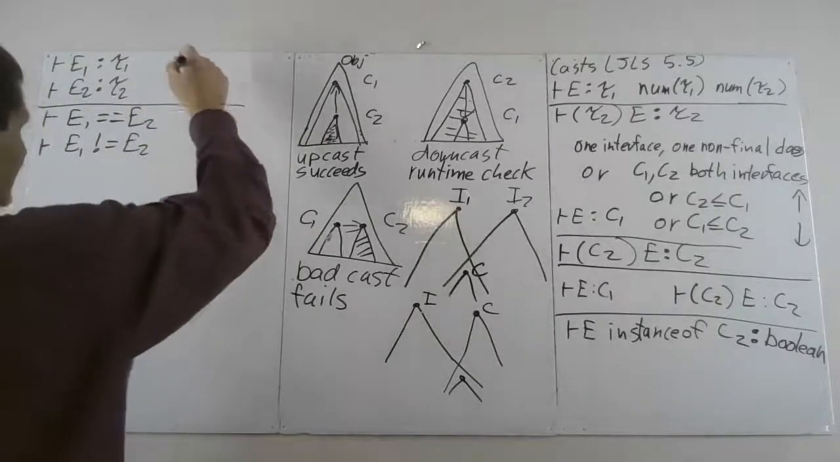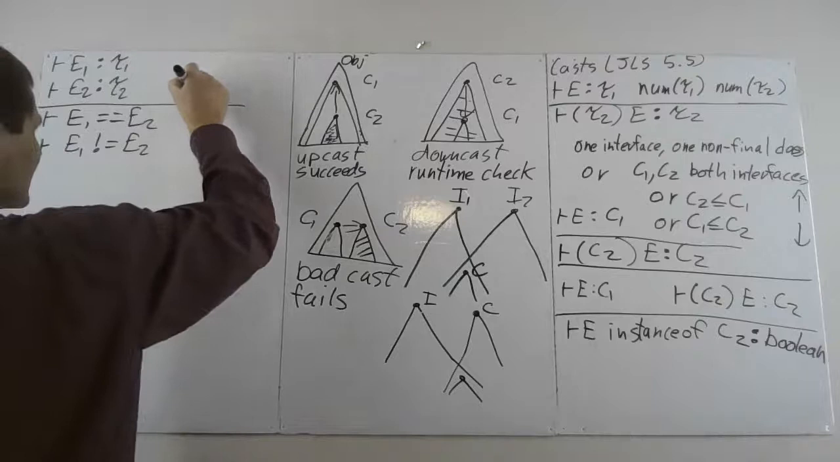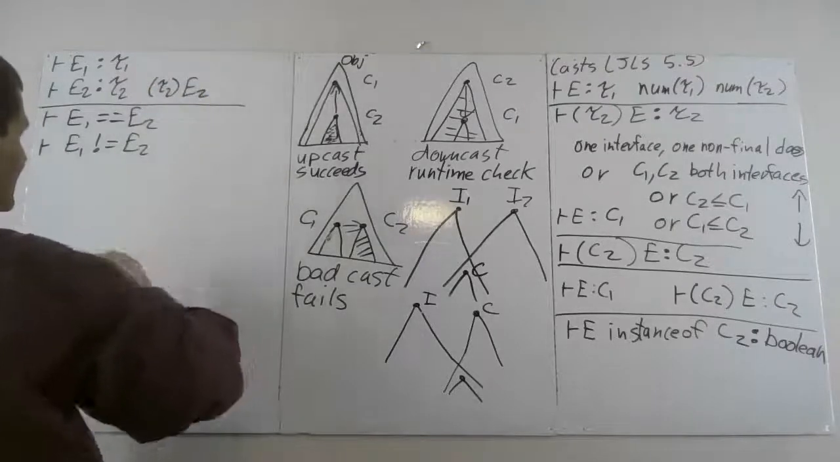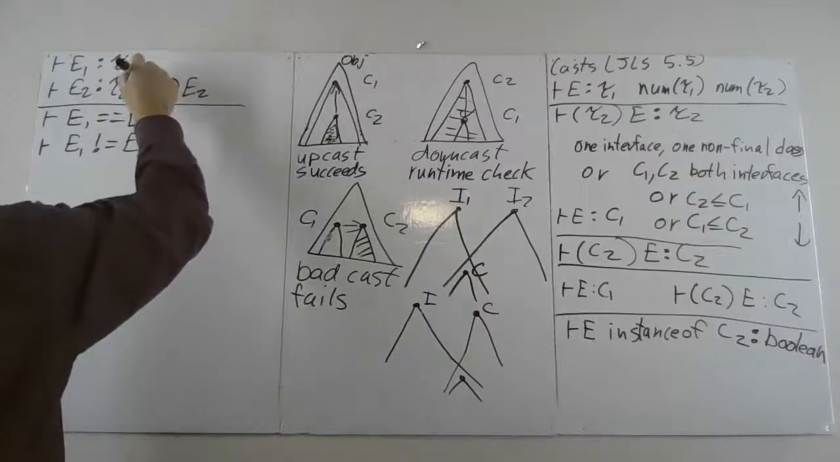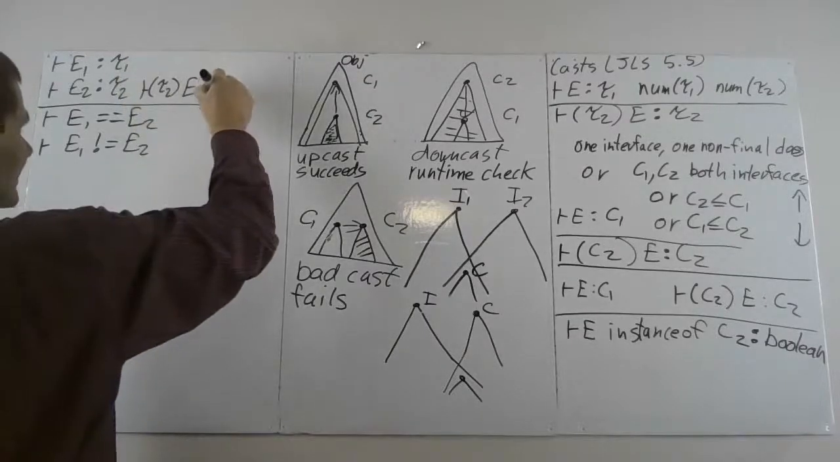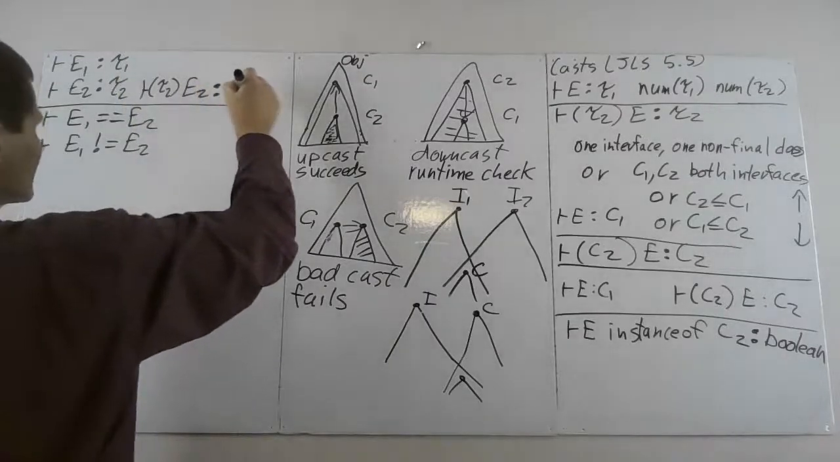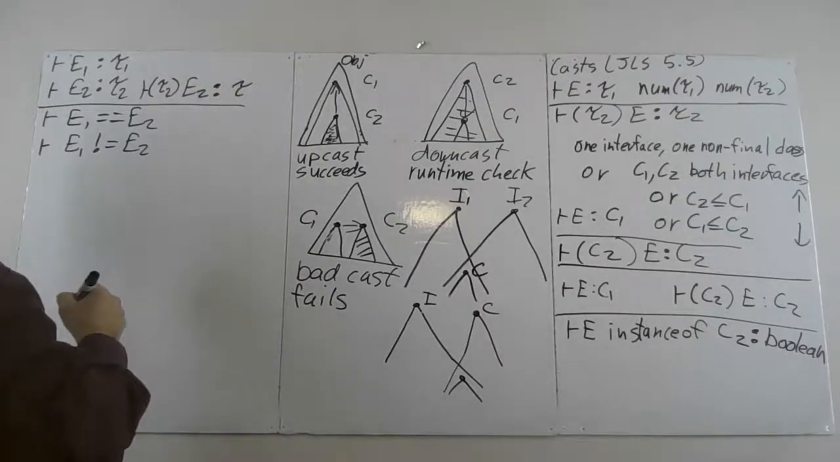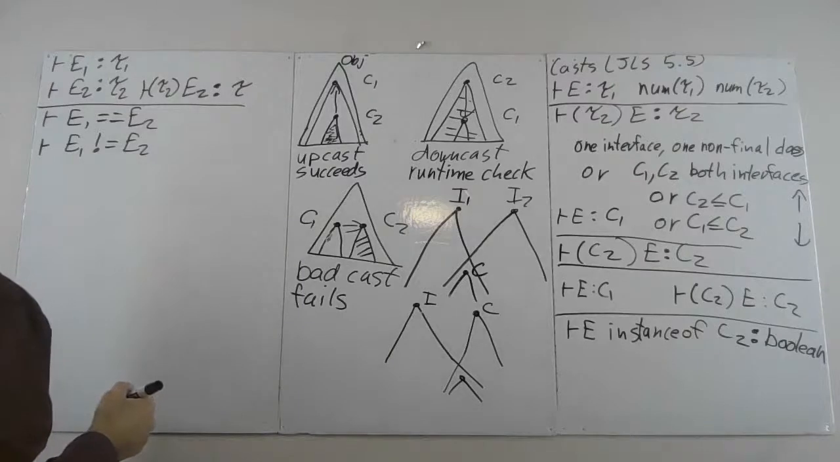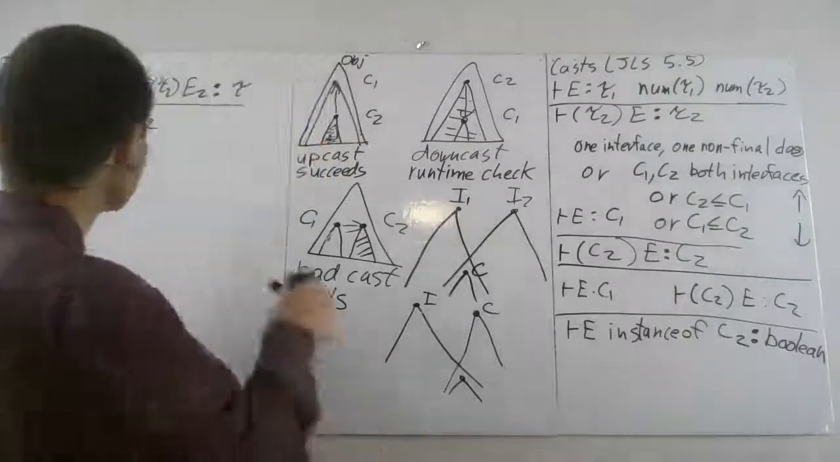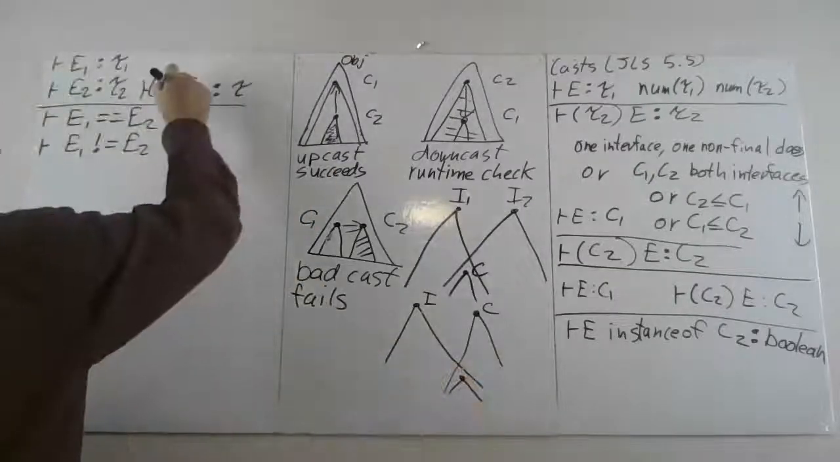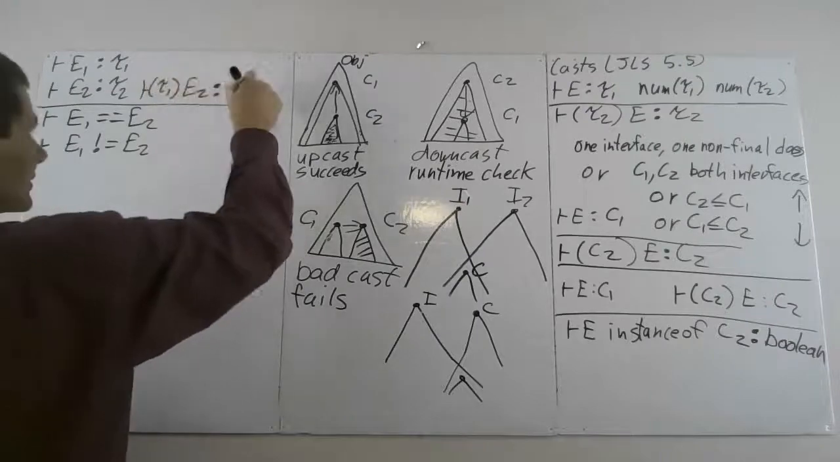So, let's say E2, I'm allowed to cast to tau2. So if I'm allowed to cast, E2 is already of type tau2, so I want to cast E2 to tau1.